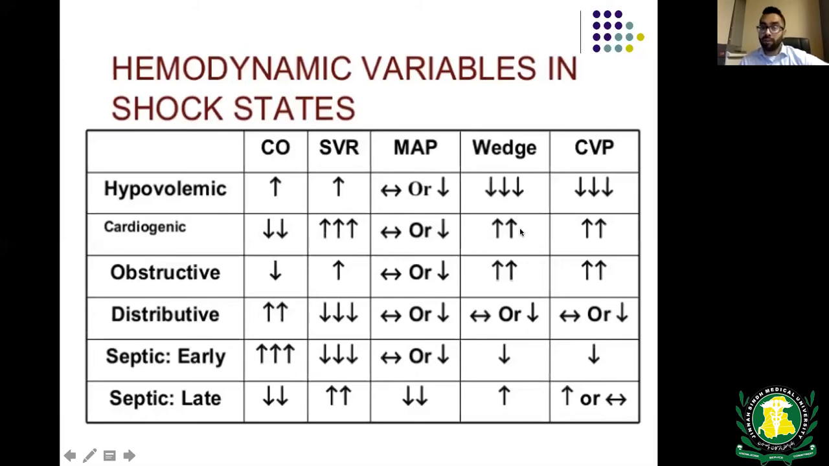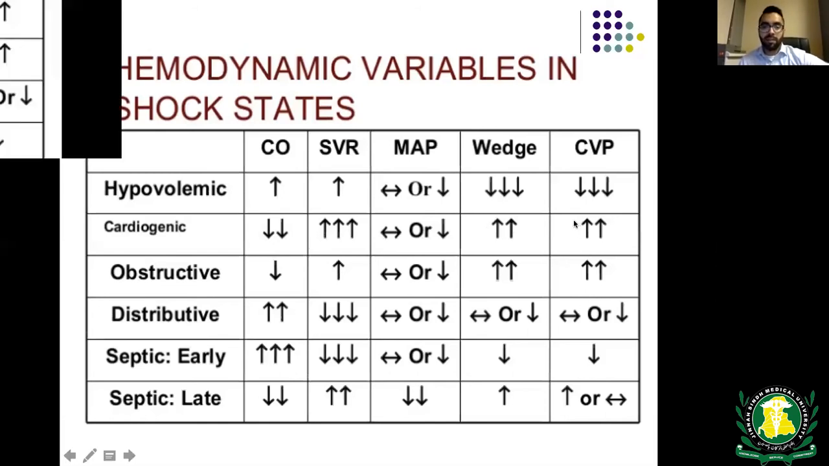Your wedge will be very high because, remember, it's a pump failure. So your heart will be receiving an adequate amount of preload. It just is not able to process it and pump it forward. So it's a pump failure. And CVP will, as a result of the pump failure, also go high.